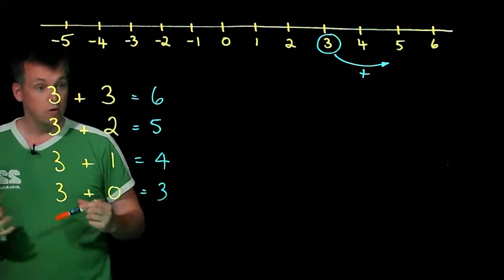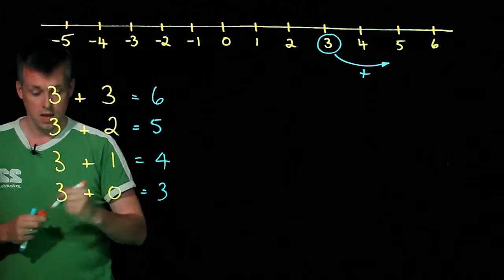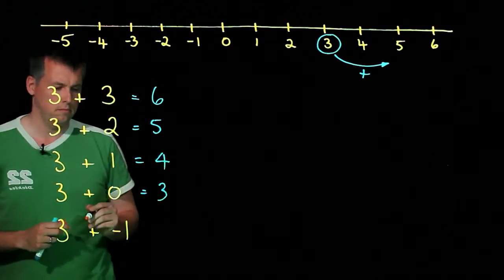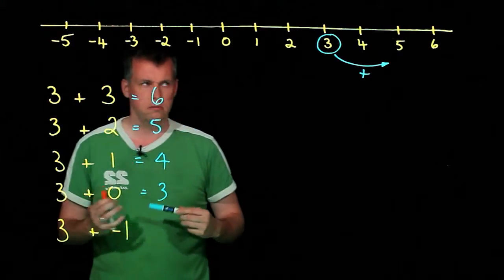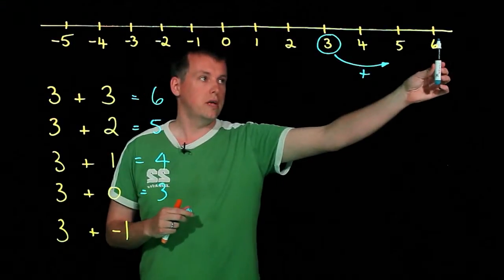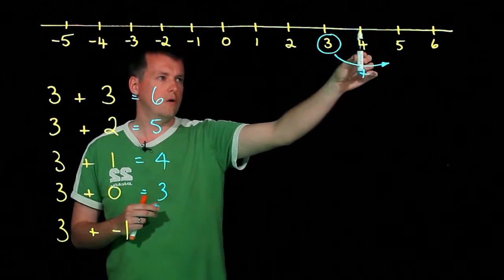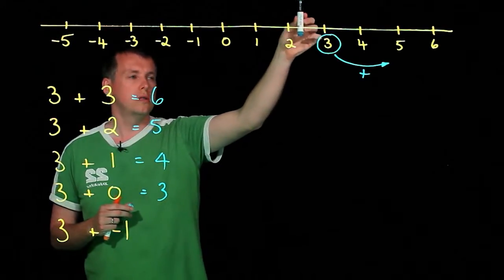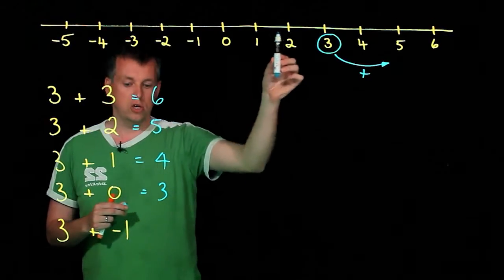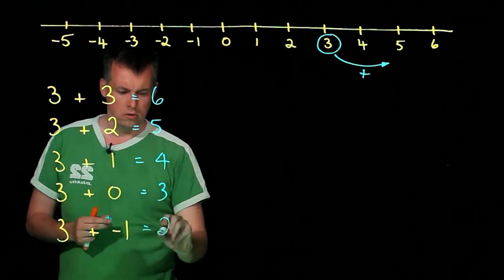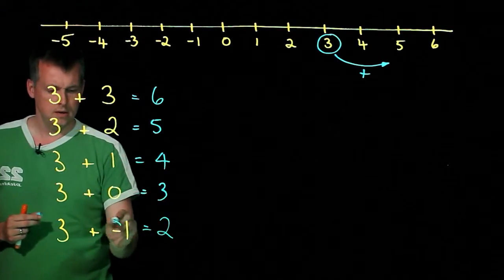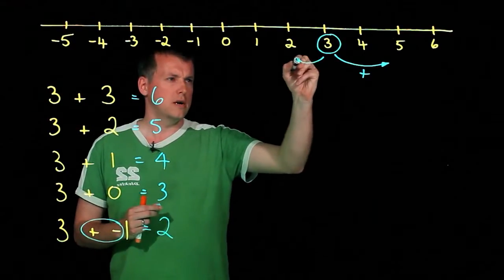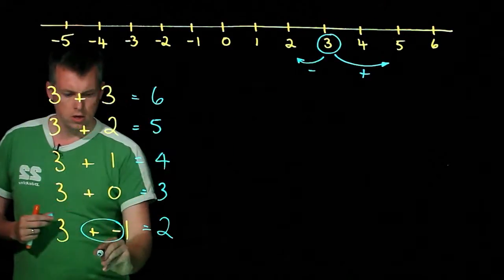And if you look, there's a sequence here. If I now add on a negative number, I was adding on 3, adding on 2, adding on 1, adding on none. If I'm adding on -1, the sequence suggests that I should end up at 2. So in effect here, if I'm adding on a negative number, I'm actually going in this direction, which is taking away.